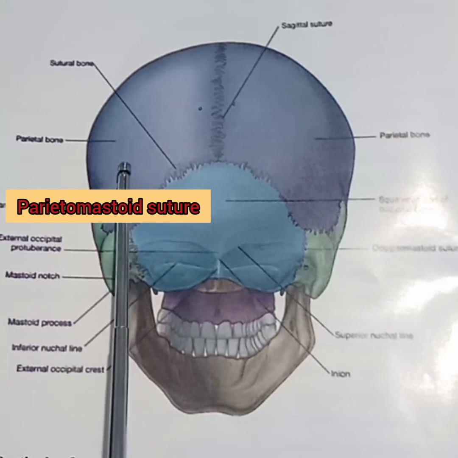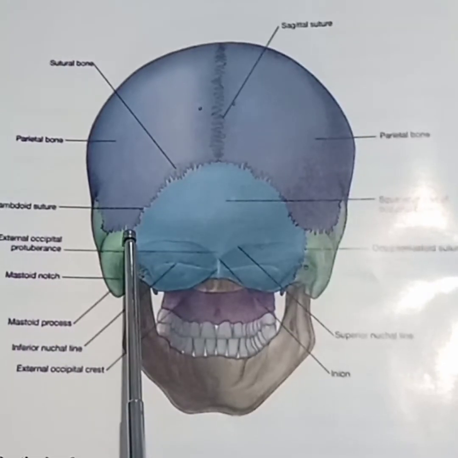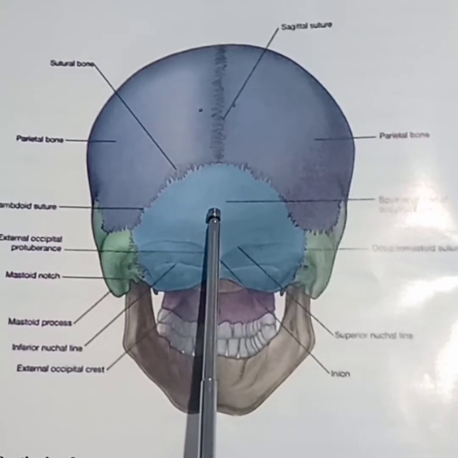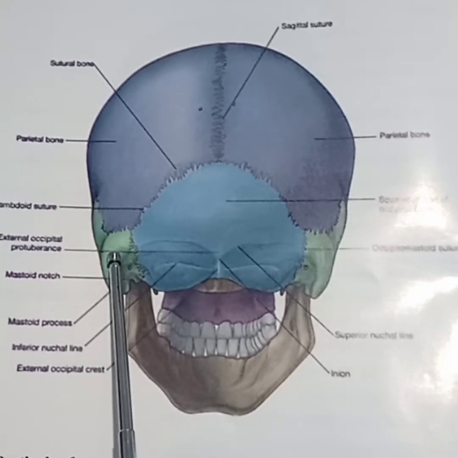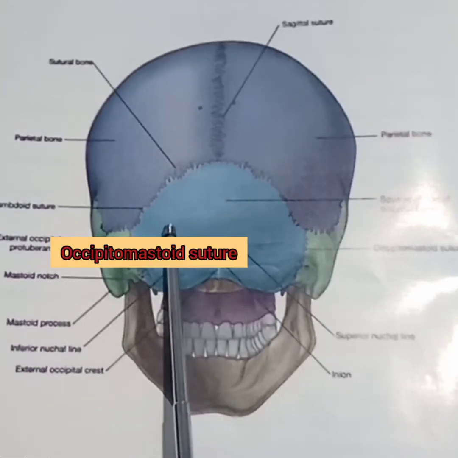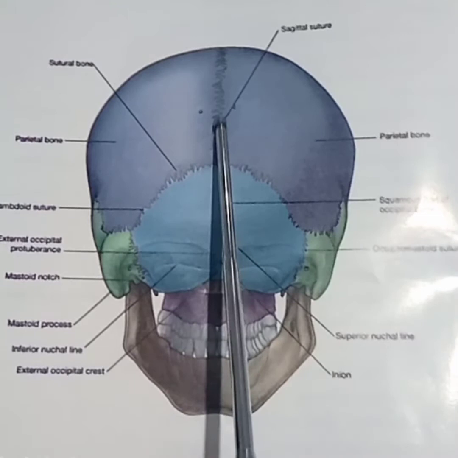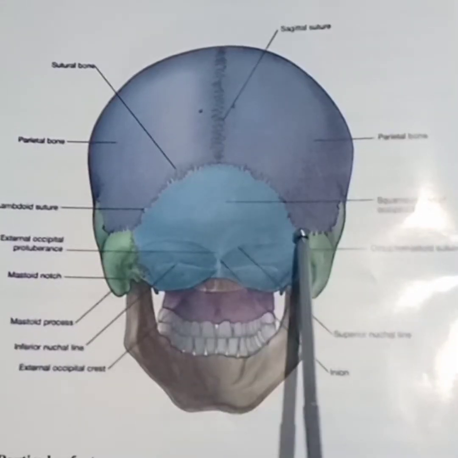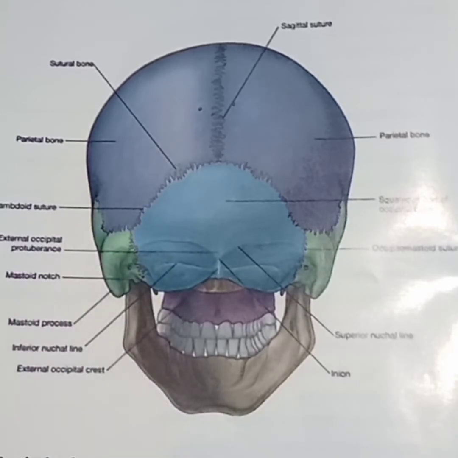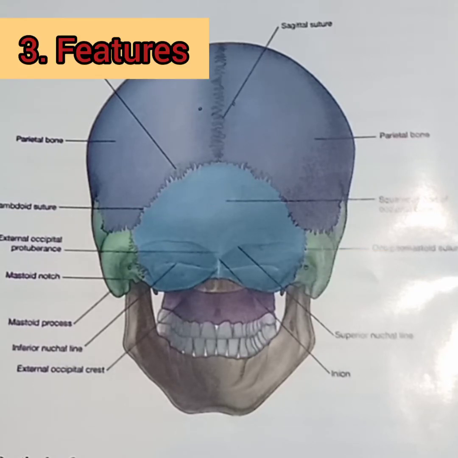This suture is named parieto-mastoid suture. The lambdoid suture is also continuous with this suture, which passes downward and separates the occipital bone medially from the mastoid part of temporal bone laterally. So this suture will be named occipito-mastoid suture. So the sutures again: posterior part of the sagittal suture, lambdoid suture, parieto-mastoid suture, occipito-mastoid suture.